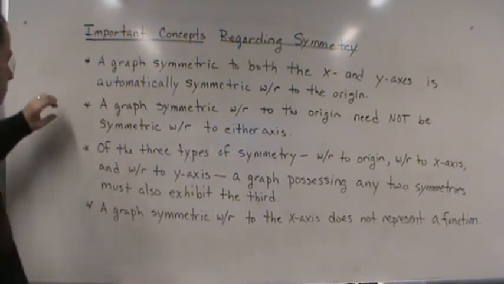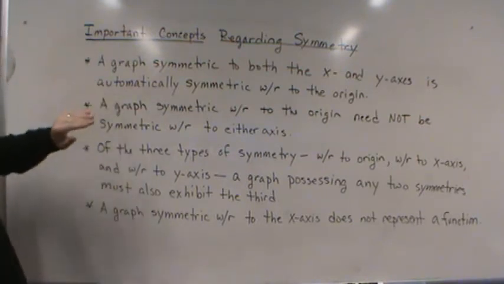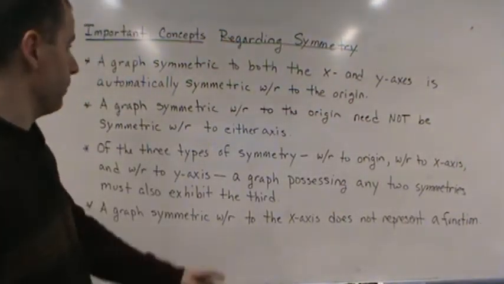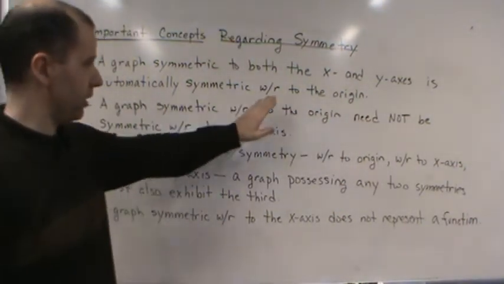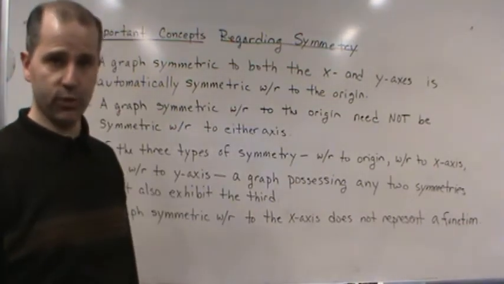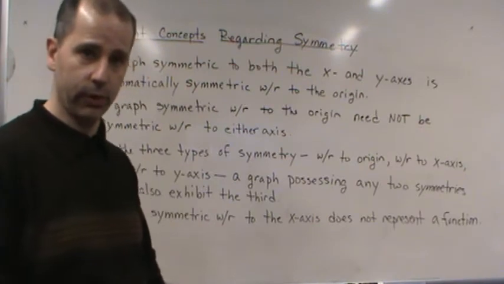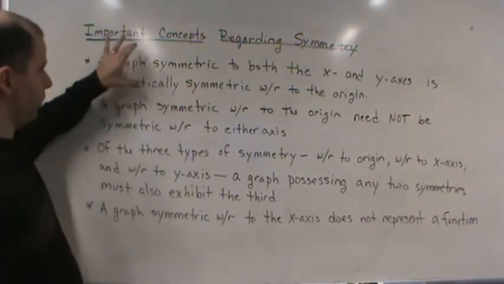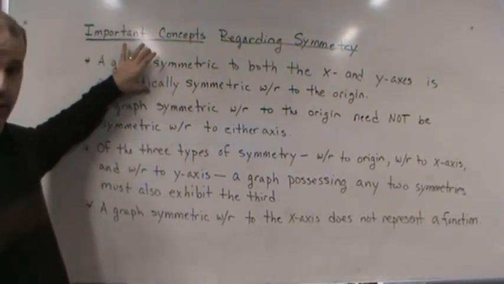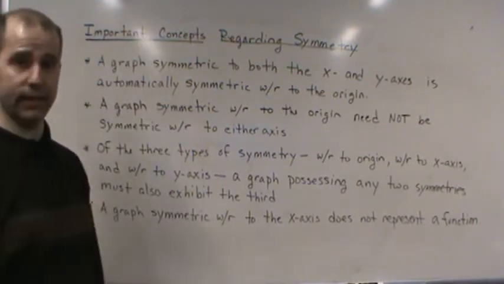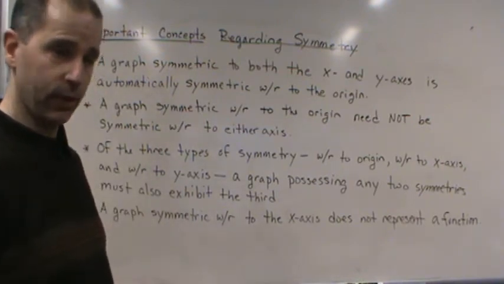So the first one says a graph symmetric to both the x and y axes is automatically symmetric with respect to the origin. And we saw that with the circle example, the circle that's centered at the origin. So if you find that a function has a graph that's symmetric to both the x and the y-axis, then it automatically has to be symmetric with respect to the origin.